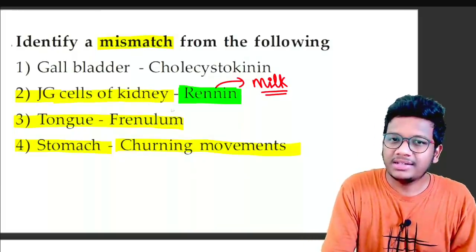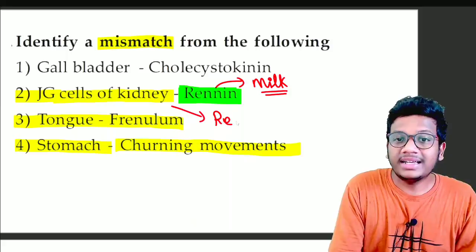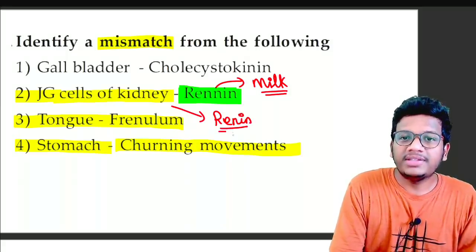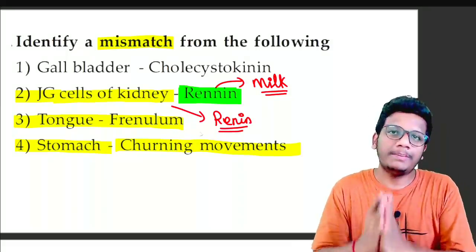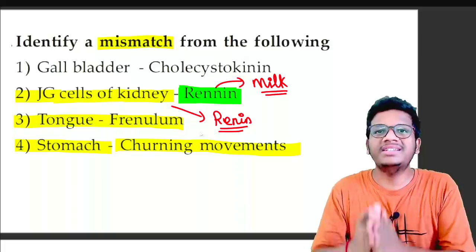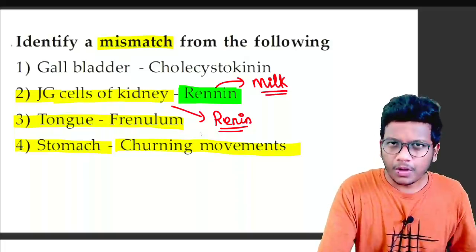What do the JG cells of the kidney secrete? It secretes renin, with a single N, which is involved in the regulation of blood pressure. Renin-angiotensin-aldosterone mechanism. Okay, great.